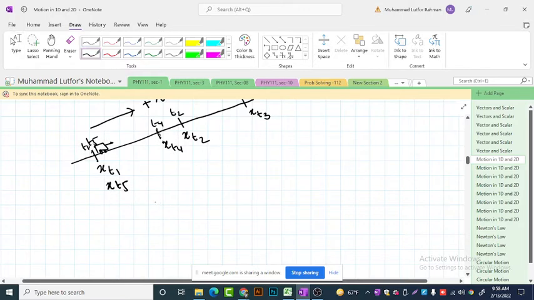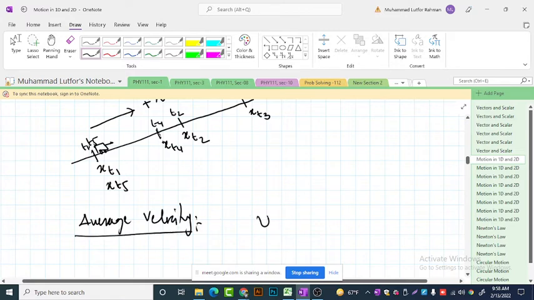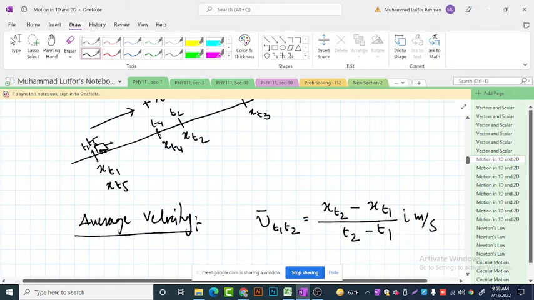Now average velocity, remember this is the general definition of average velocity. We can find out the formula mathematically. Say I'm going to find the average velocity in between any time. For simplification I choose the average velocity between time t1 and t2, which is the displacement at t2 minus the displacement at t1, divided by the time t2 minus t1. Its unit would be meters per second. And since it's one dimensional, I will use the i hat over there. Right? Do you understand this point?